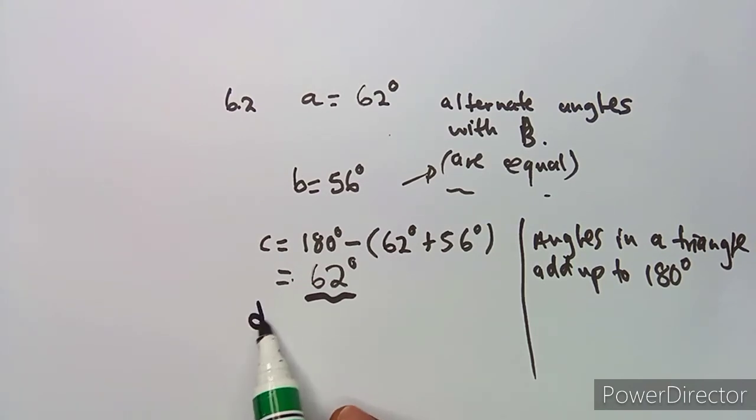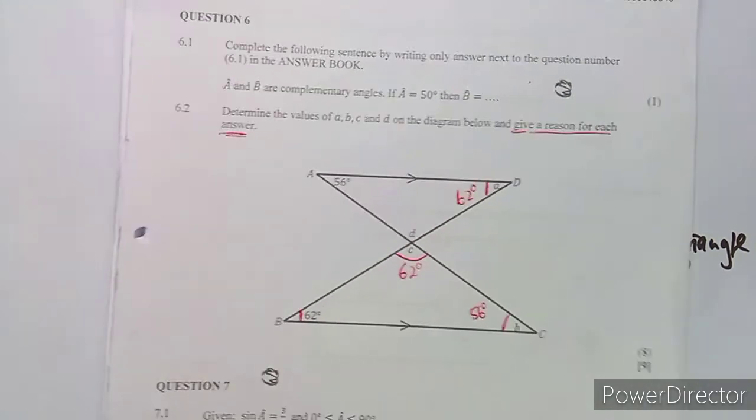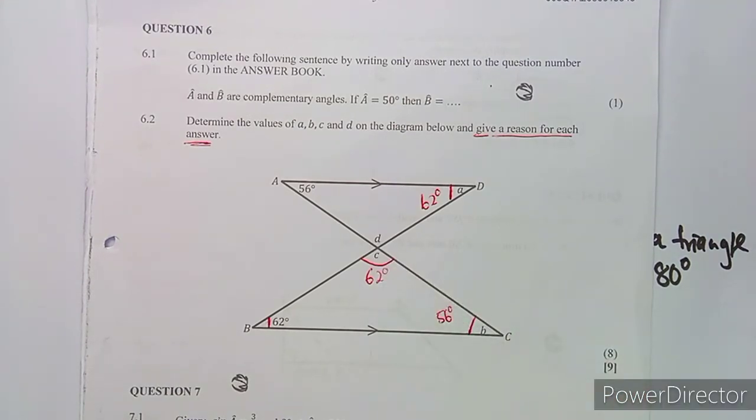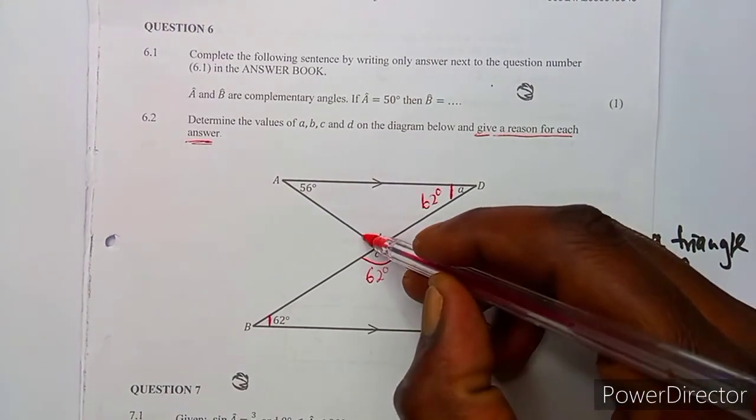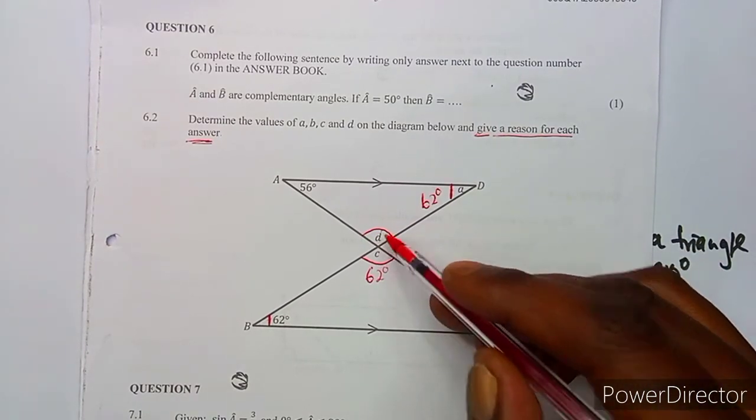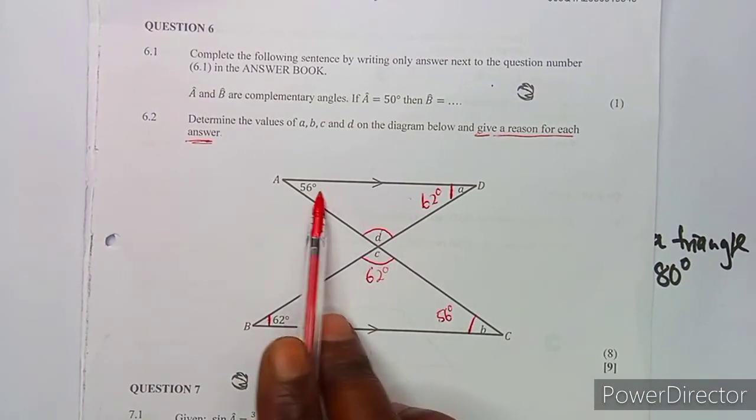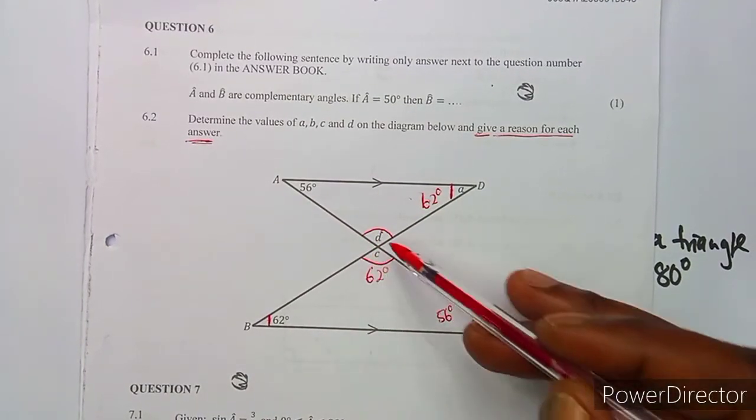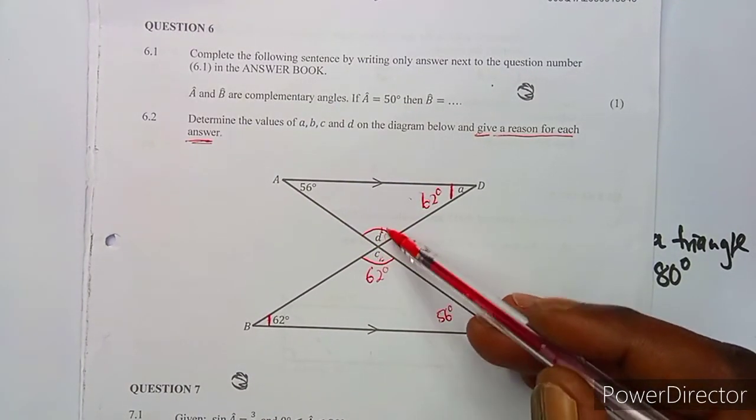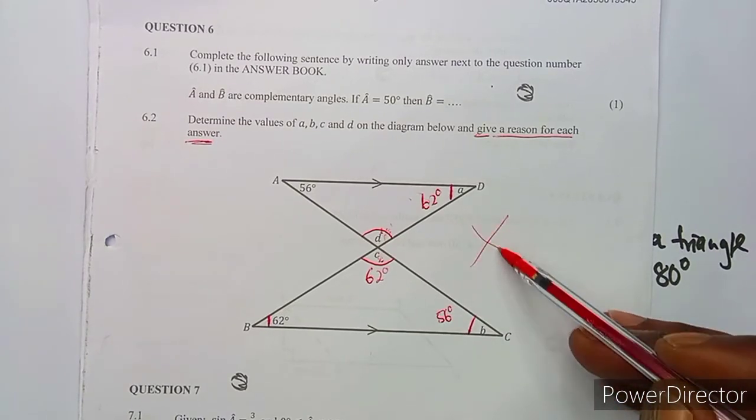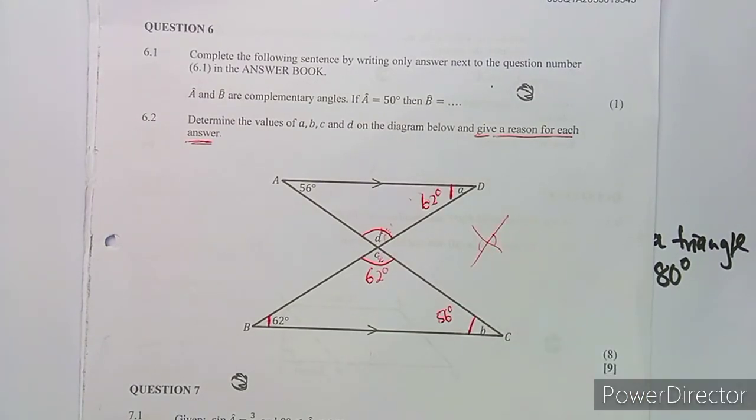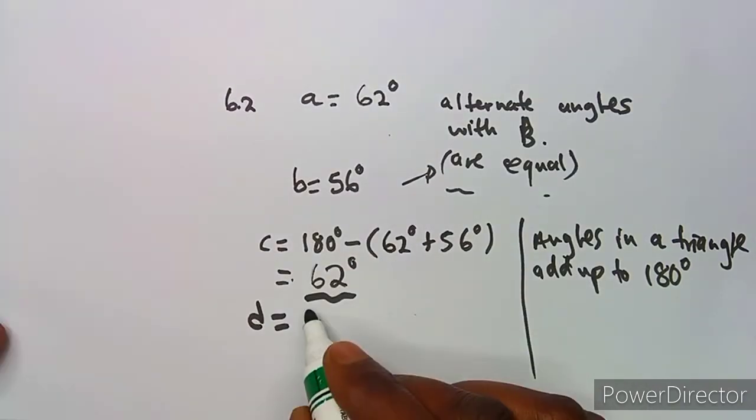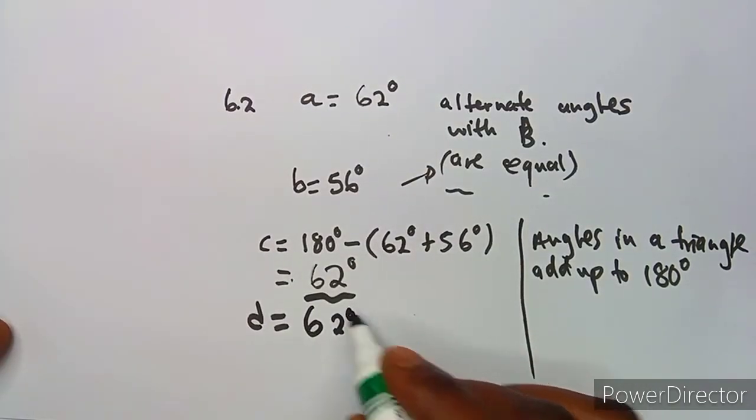Then you move on to D. How are we going to find angle D? I want you to cross check between C and D. These angles are vertically opposite angles. As you can see, these two angles are equal, or you can use the same concept, angles in a triangle, to find D, or you can just use the concept that these two angles are equal, vertically opposite angles like this. So D is equal to 62 degrees.